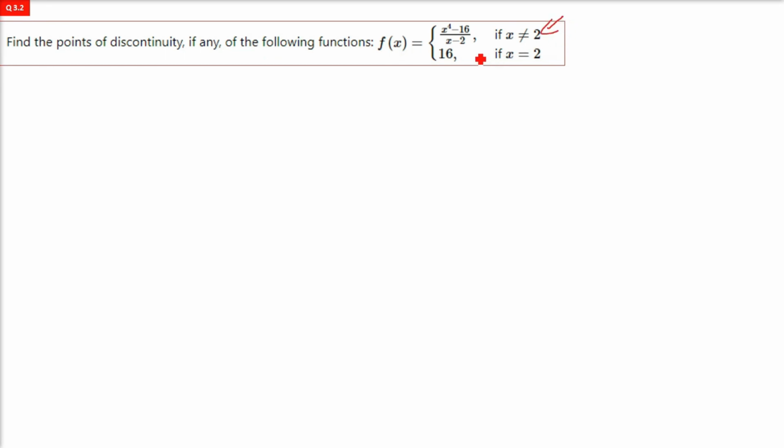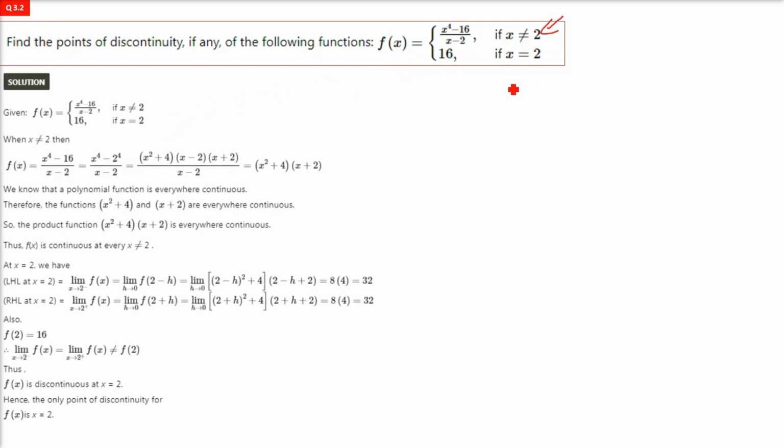Find the points of discontinuity, if any, of the following function. This f(x) is given when x is not equal to 2 and when x is equal to 2. The point of checking is 2. So x equals 2. When you go on the left or right of that point, x equals 2, then we have to use this function, x raised to 4 minus 16 by x minus 2. The value of the function at 2, that is f(2), is 16.